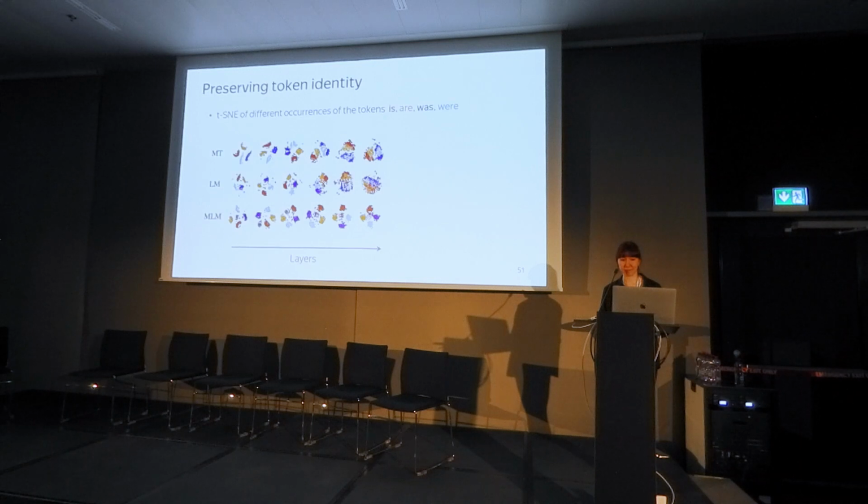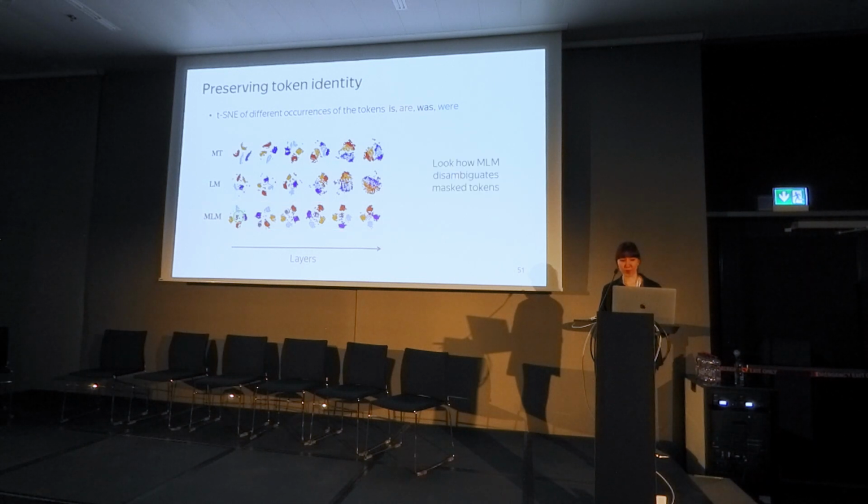And I also have a visualization for you. We took different occurrences of the tokens is, are, was, were, and visualized their t-SNE projections. Here we see that as you go from layer to layer, from left to right, the language model confuses the representations of these tokens a lot. And it's a complete mess on the final layer. For machine translation, it also mixes them up, but to a much lesser extent, and you can still clearly see the difference between different clusters. And the masked language model preserves token identity almost perfectly. So here clusters never mix up, not in any layer.